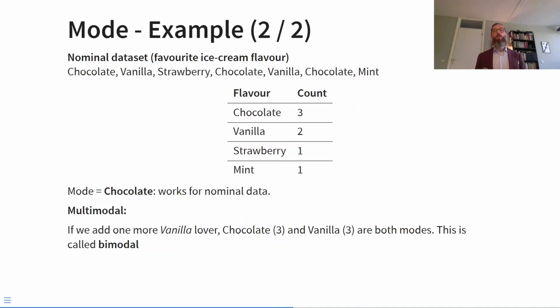Here's another example. Let's say we have measured people's favorite ice cream flavors. 3 people reported chocolate, 2 reported vanilla, 1 strawberry, and 1 mint.